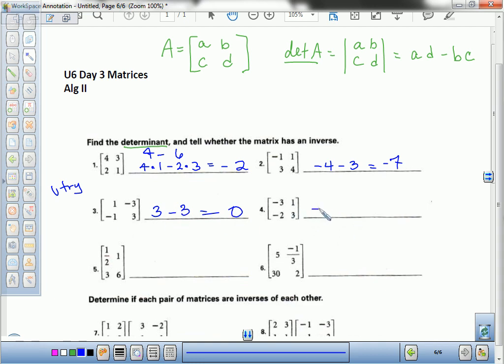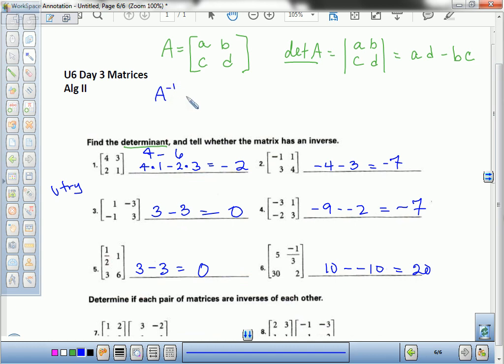All right, this one is -9 minus -2, which is -7. This one is 3 minus 3, which is 0. This is 10 minus -10, which is 20. All right, any questions on how to find the determinant? Great. All right, now let's go back up here and talk about how to find an inverse.